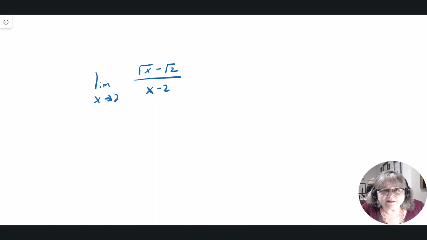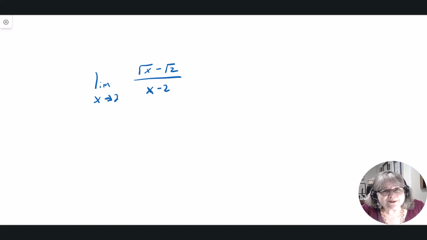And this is the limit as x approaches 2 of the square root of x minus the square root of 2 over x minus 2. Now this one has square roots in the numerator. In your past, there were rules all through beginning algebra and intermediate algebra and college algebra and even trig that you could not have radicals in the denominator, but radicals in the numerator were okay, and they still are okay.